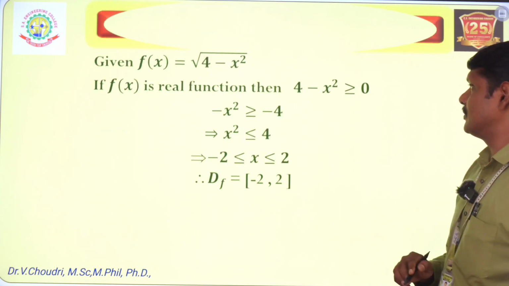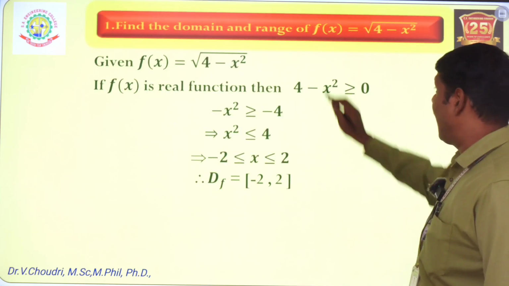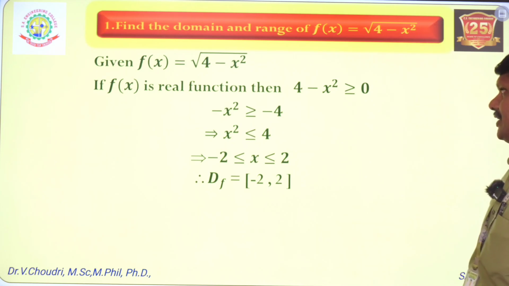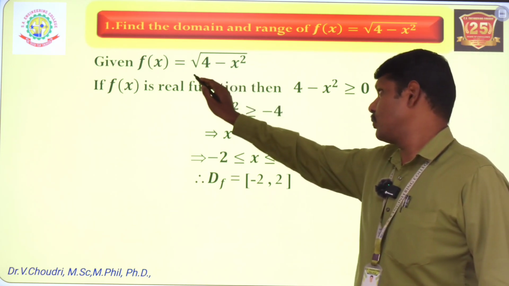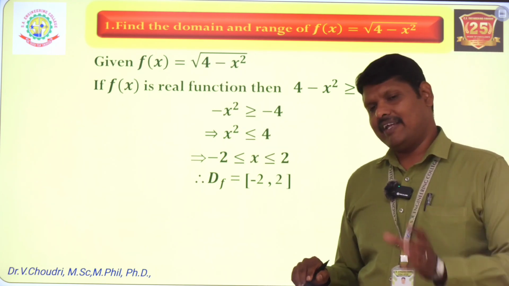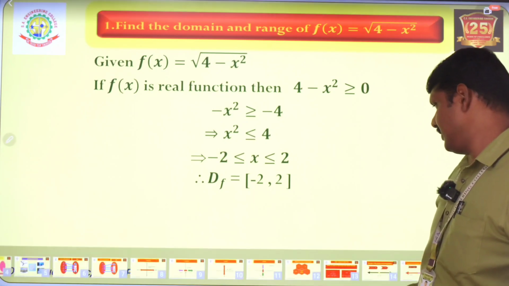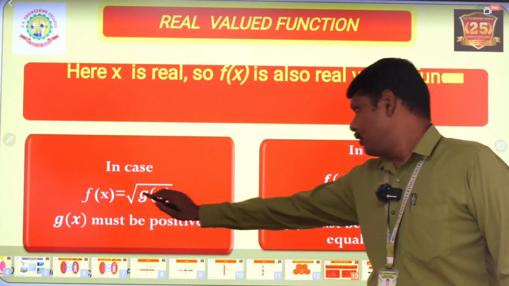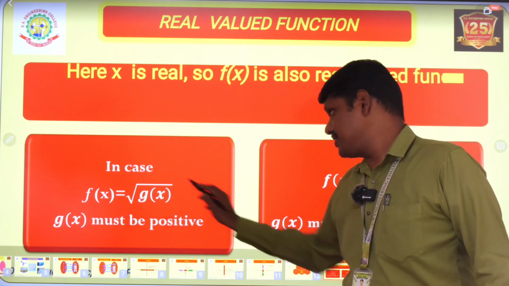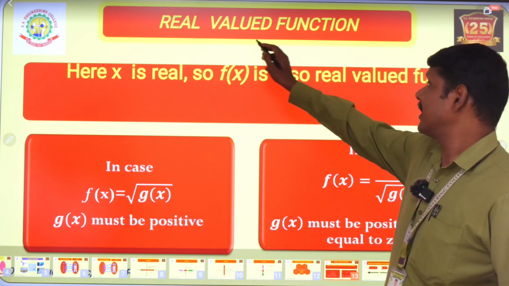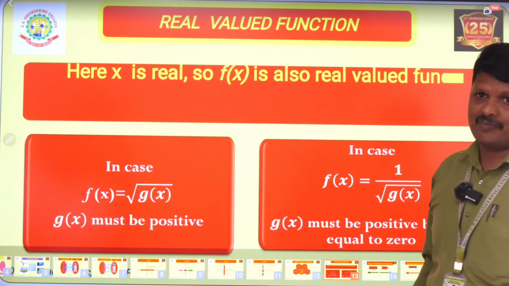Let us see one example. Find the domain and range of f of x equal to square root of 4 minus x square. So given f of x equal to square root of 4 minus x square. Already we have seen that we have f of x equal to root of g of x. Inside the function must be positive, because here we are taking a real valued function.